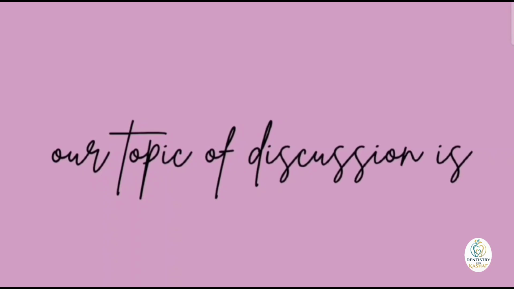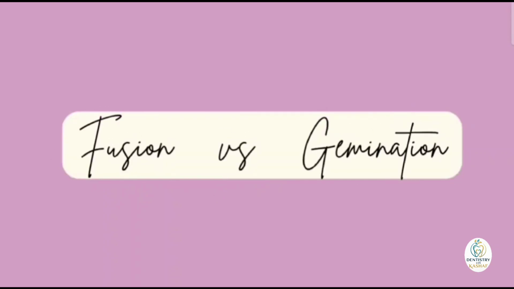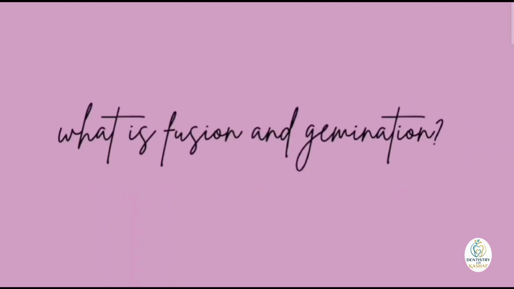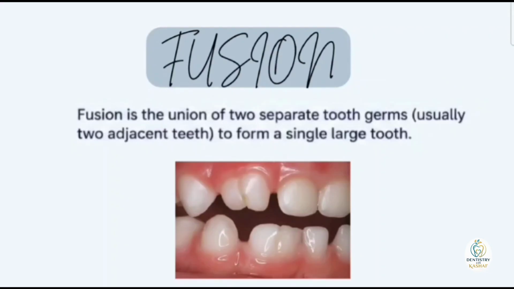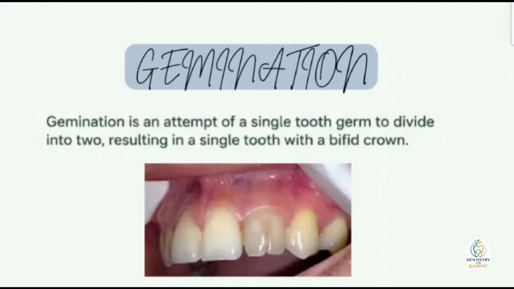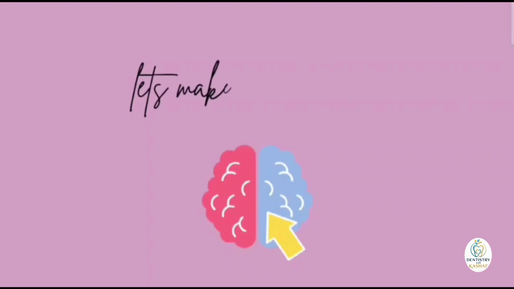Okay guys, our topic of discussion is, guess what? Fusion versus gemination. Okay, what is fusion and gemination? Fusion is a union of two separate tooth germs, usually two adjacent teeth, to form a single large tooth. And gemination is an attempt of a single tooth germ to divide into two, resulting in a single tooth with a bifid crown. Okay, now let's make it easier guys.